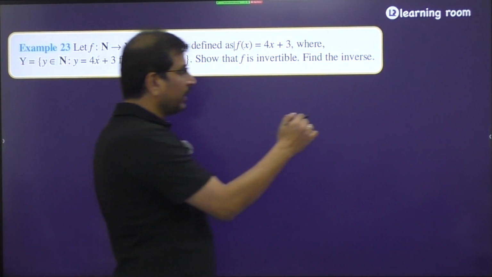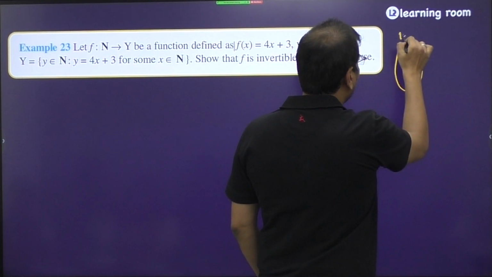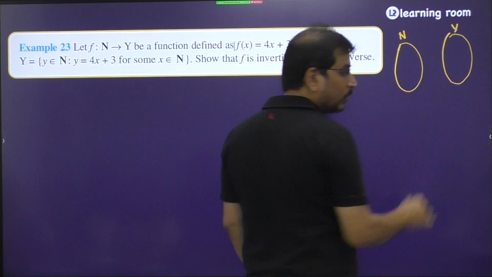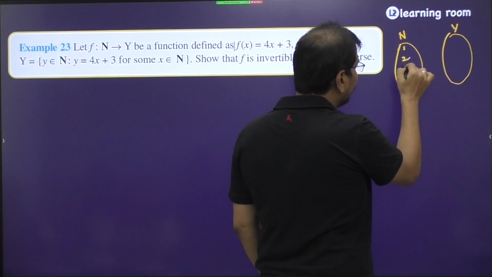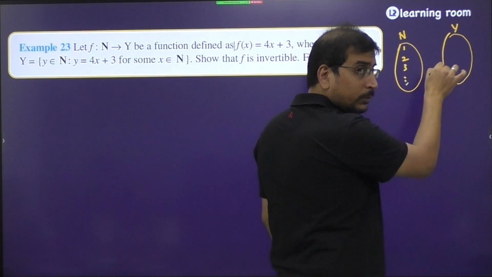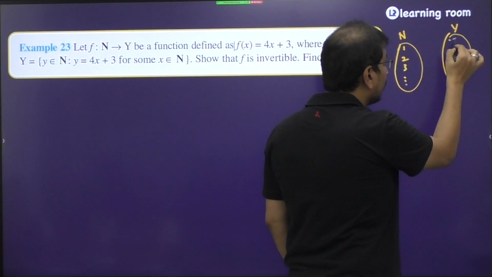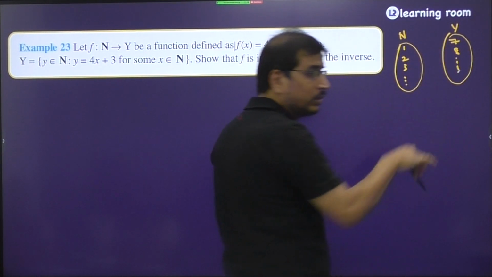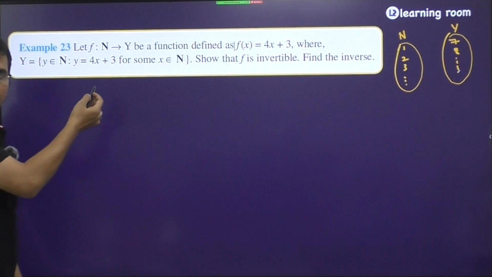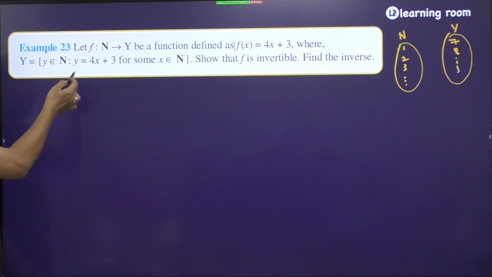So basically, if you try to look at the sets, here you will have the natural number set, you will have the set y. Natural number set is going to start from 1, 2, 3, so on till infinity. Where will this start from? 7, 8 onwards, it will go on till infinity. That is the meaning of this. That's what is given, no?